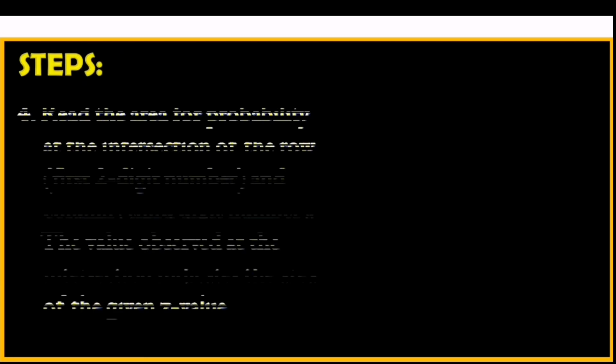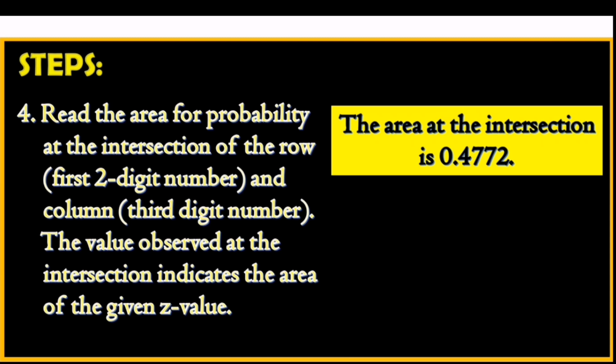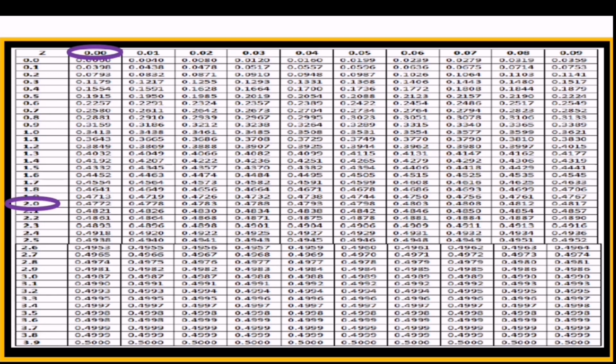Last step is to read the area for probability at the intersection of the row, first 2-digit number, and column, 3rd digit number. The value observed at the intersection indicates the area of the given z-value. So the area at the intersection is 0.4772. So we have here the area at the intersection of 2.0 and 0.00 is 0.4772.